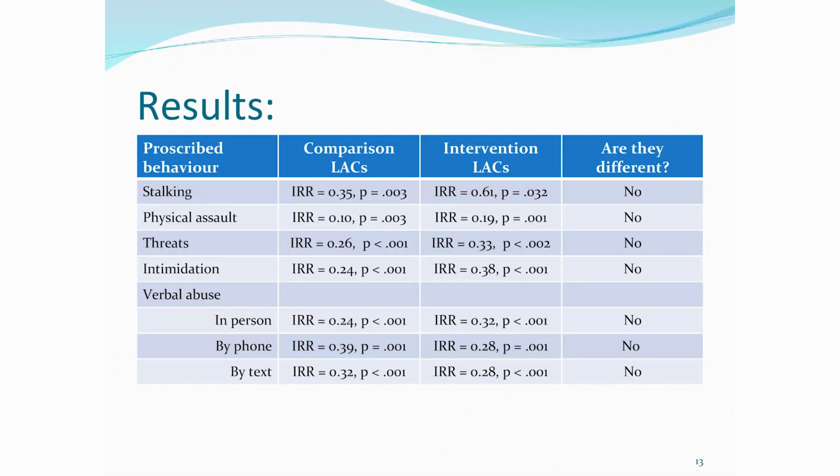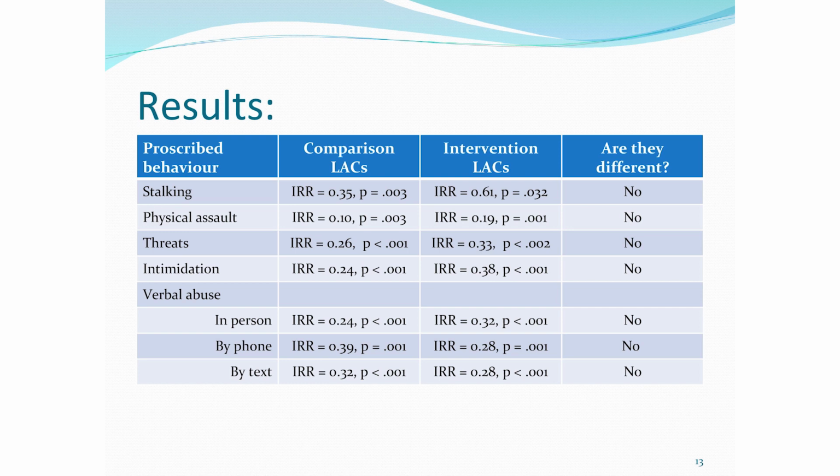So let's just have a look at the intervention LACs first. If you look down the incident rate ratios for all those offences, stalking, physical assault, threats and so on, the great news is that every one of them is less than 1. And the second important part is every one of them is statistically significant. So in the intervention LACs, you're getting a reduction in stalking, a reduction in physical assault, a reduction in threats and intimidation, and a reduction in the 3 forms of verbal abuse, which is great news.